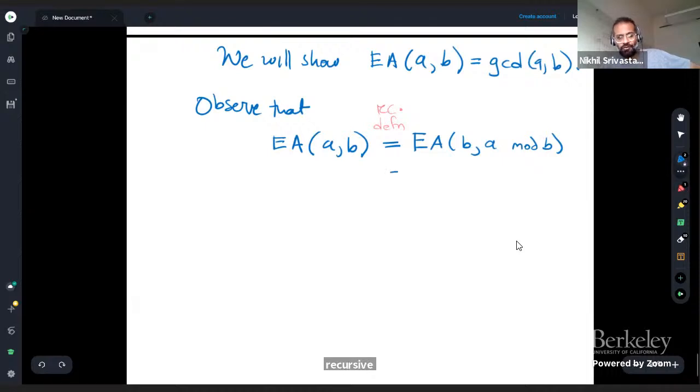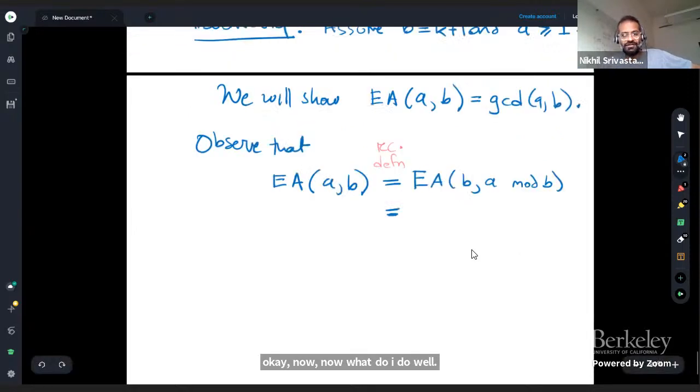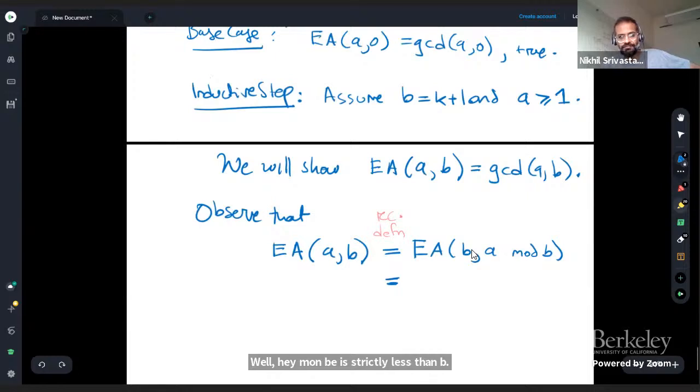Okay, now what do I do? Well, A mod B is strictly less than B. So by the inductive hypothesis, this is equal to GCD of B comma A mod B. The reason for this is the inductive hypothesis.